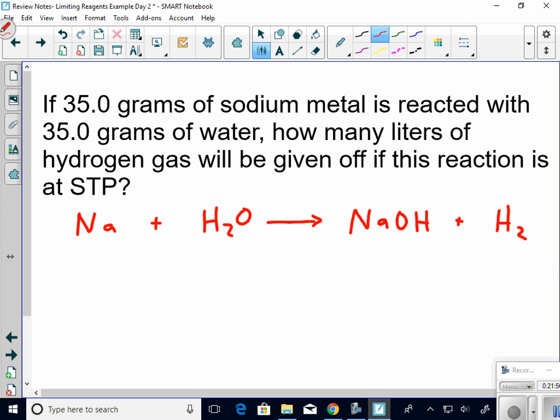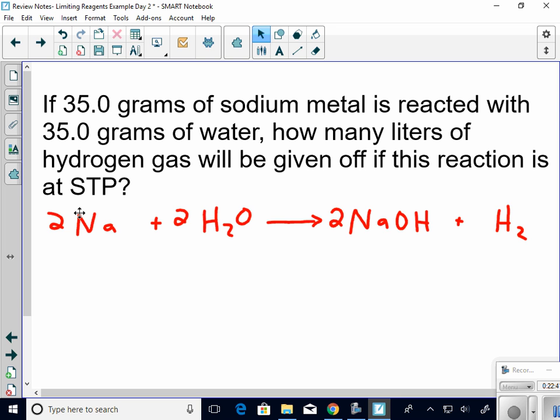I can see probably my biggest problem is that I have an odd number of hydrogens here, and I cannot have an odd number of hydrogens. So I'm going to start off putting a 2 there. If I put a 2 there, that gives me 4 hydrogens. That balances up my hydrogens, that balances up my oxygens. A 2 there balances up my equation. So I have a balanced chemical equation.